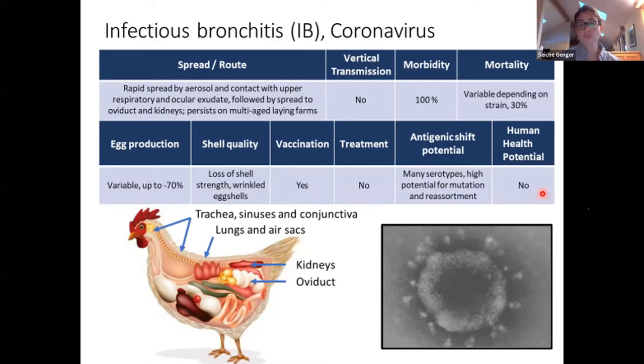Antigenic shift potential, that means how likely is this virus to change and to become different and to be something we need to protect against a new type of? And the answer is very, very high. Again, coronaviruses like to switch out that spike protein in avian species. And so we're going to have a lot of different strains that come up that unfortunately are not cross-protective with each other. And then lastly, again, this is our gamma coronavirus, so it has no human health potential at all. As far as we know, it really doesn't even affect many species outside of poultry species, just other birds, and even them, very, very few.